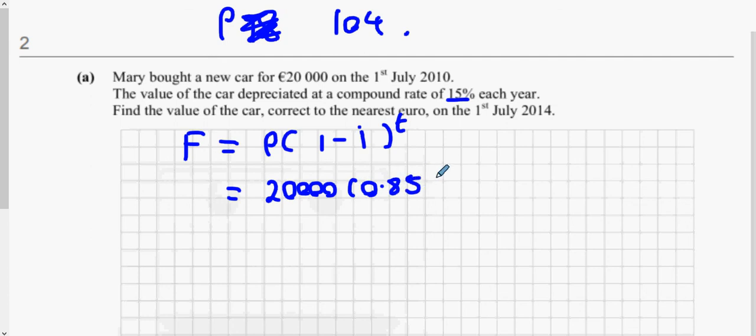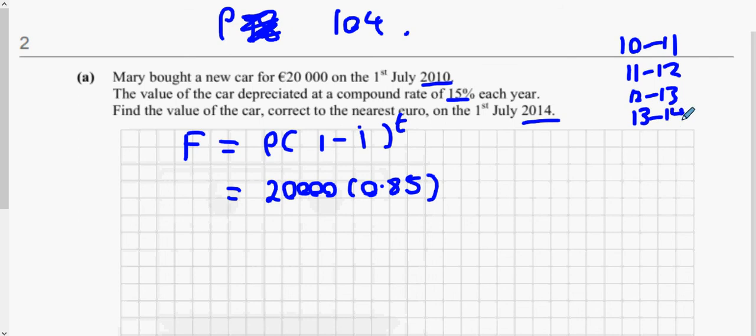85%. Now, just to be clear about this, how many years is it from 2010 to 2014? Yeah, so 10 to 11, 11 to 12, 12 to 13, 13 to 14. Yeah, that's 4 years. I don't know why I have to do it, but I always do it.